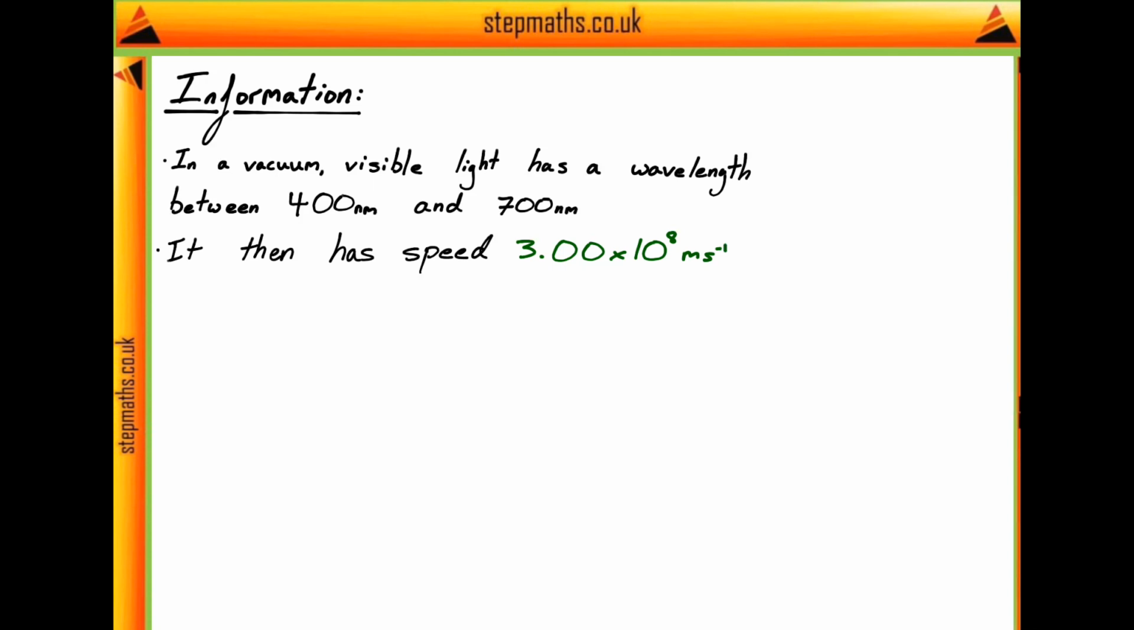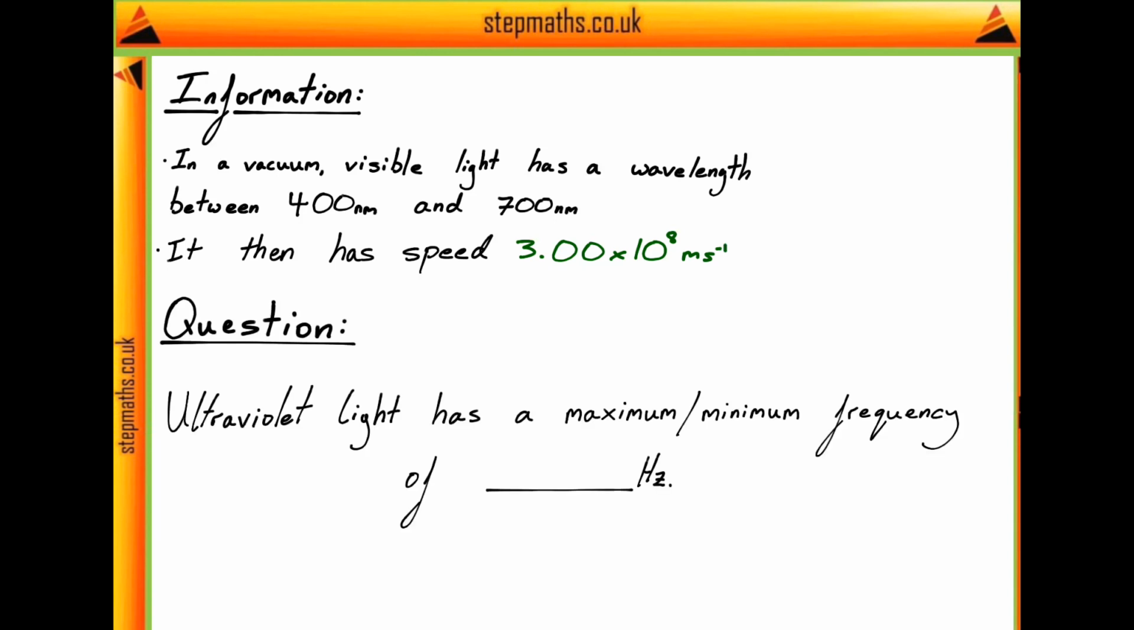Finally, the question gives us a series of statements on ultraviolet light, all stating that it has a maximum or minimum frequency of some number of hertz. The question then asks us which of these statements is true. So essentially, it's asking us to find the maximum or minimum frequency of ultraviolet light.